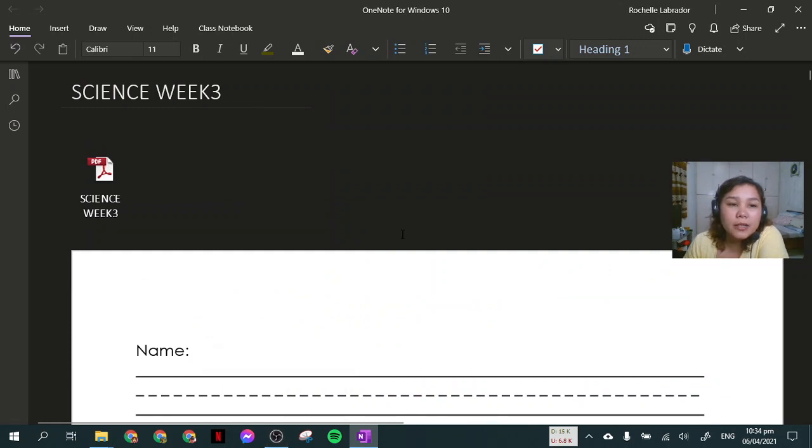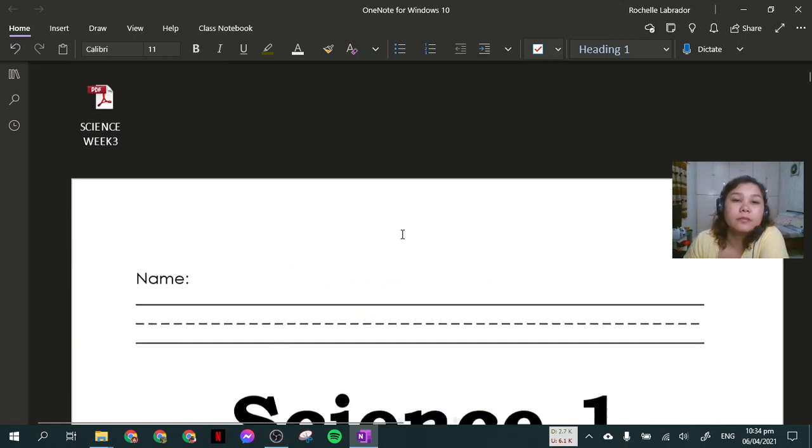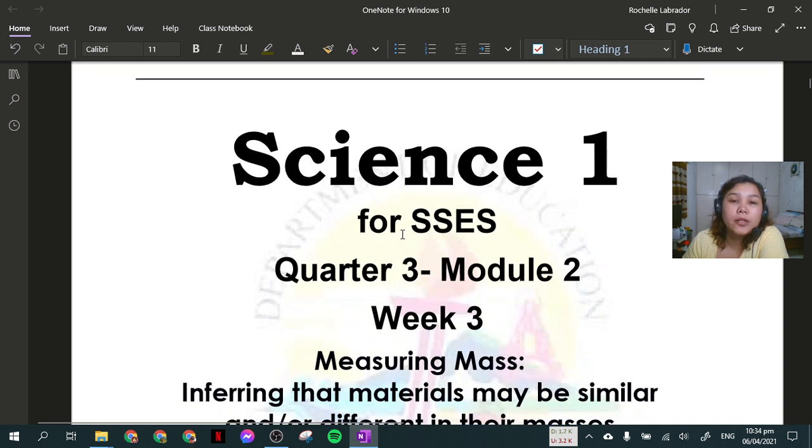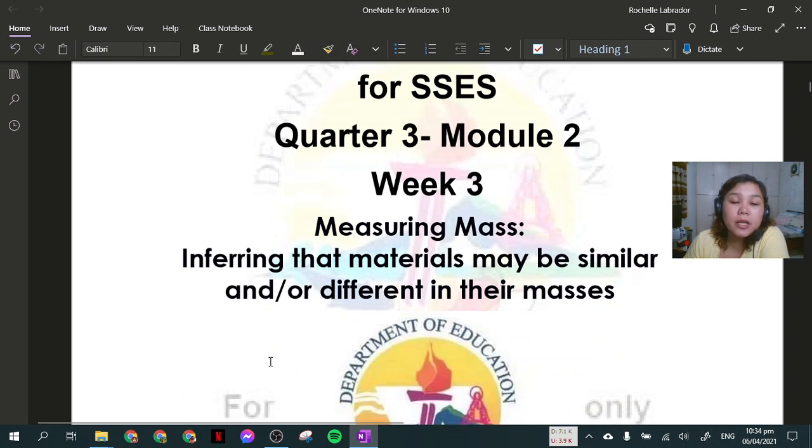This is Science Week 3. So write your name before we begin. Science 1 for SSCS Quarter 3, Module 2, Week 3. Because Module 1 is good for Weeks 1 to 2, so we have now Module 2 which is for Week 3 only. So its title is Measuring Mass, inferring that materials may be similar and or different in their masses.